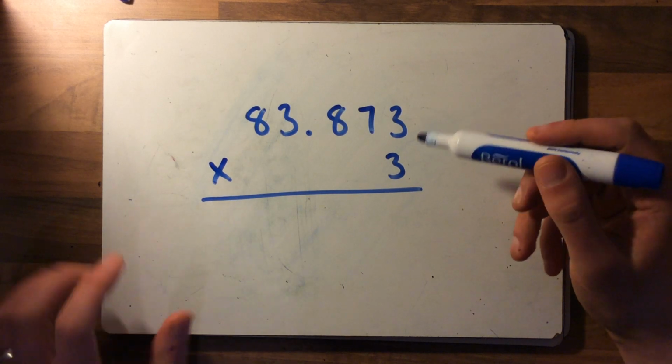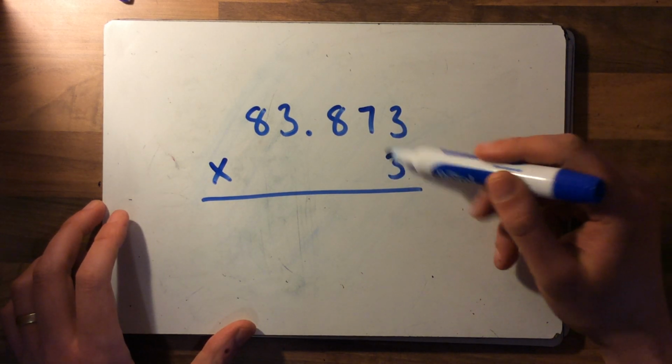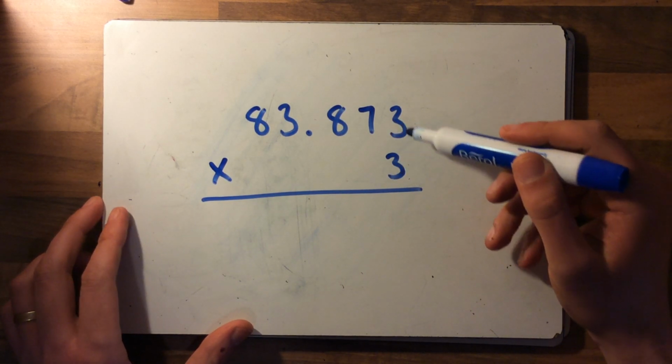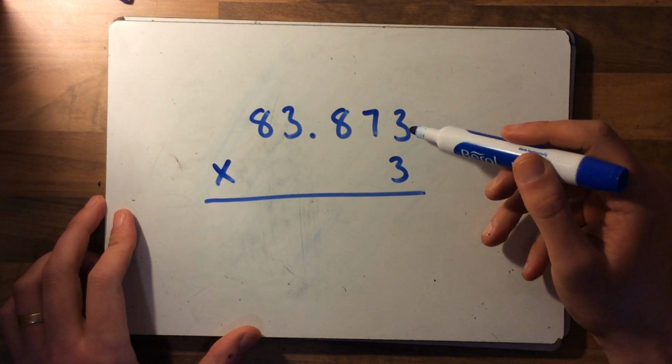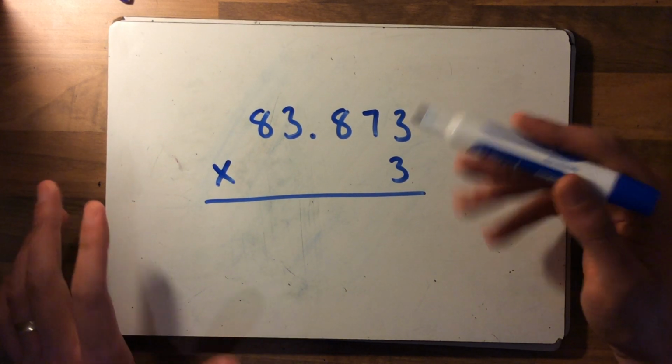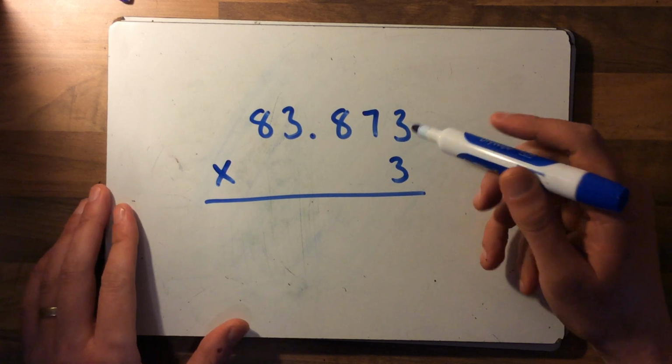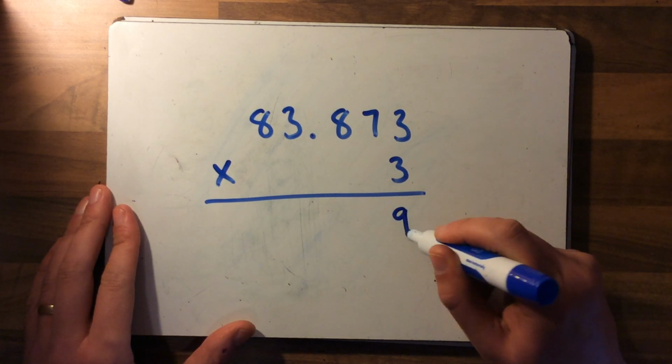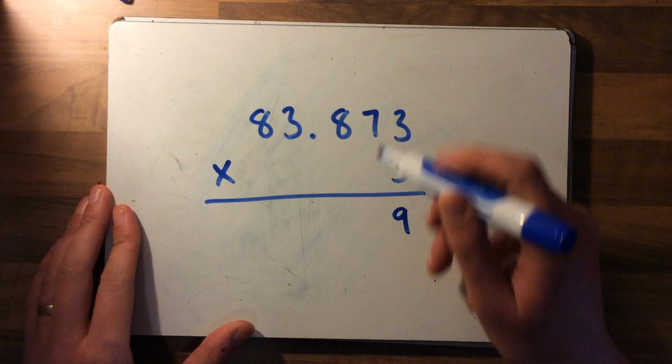Okay, so first of all, we're going to multiply 3 by all of these numbers, aren't we? 3 times 3, but really it's 3 times 3 thousandths, isn't it? It's quite complex saying that, so we just say 3 times 3. 3 times 3 is 9. 3 times 7 is 21.